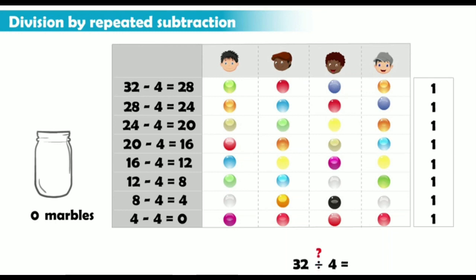To find the answer of 32 divided by 4 equals what? We count the ones in the marginal column. We have 8 ones, so the answer is 8. Every player gets 8 marbles. When we divide 32 marbles among 4 people, we get the quotient 8.